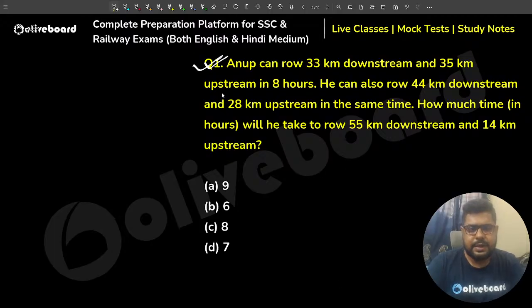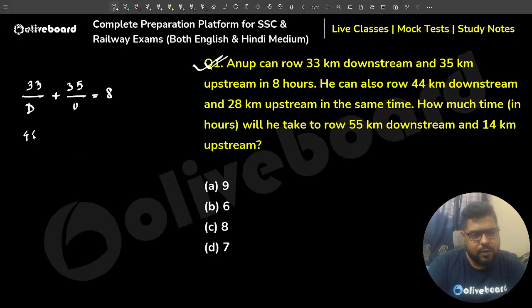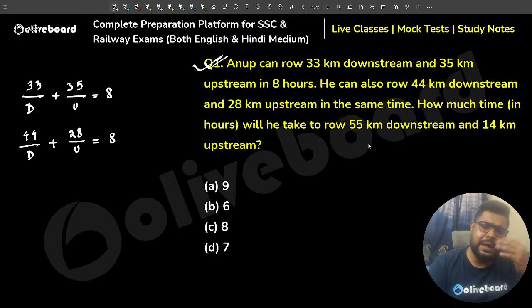Anyone? Sir, 33 kilometer downstream. In boat and stream, we always make time equations. So distance by speed, downstream speed, I have taken D, plus 35 kilometer upstream, this in 8 hours. Also, sir, 44 kilometers downstream plus 28 kilometers upstream can go in the same time. Now we can do multiple things, but again, I need both downstream and upstream speed.